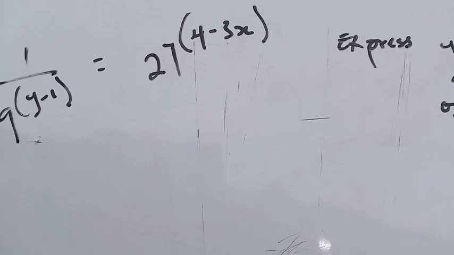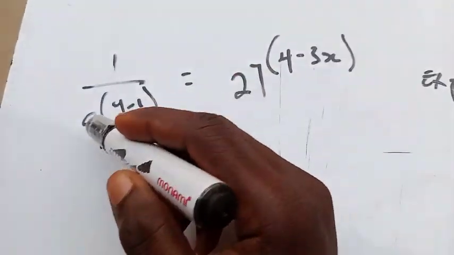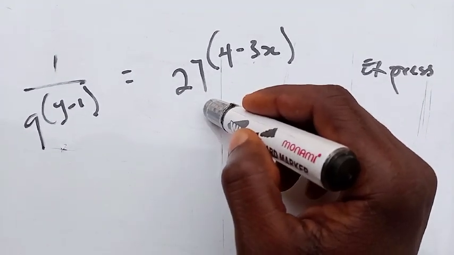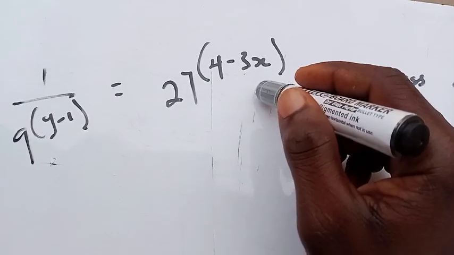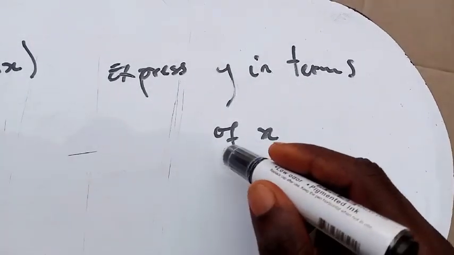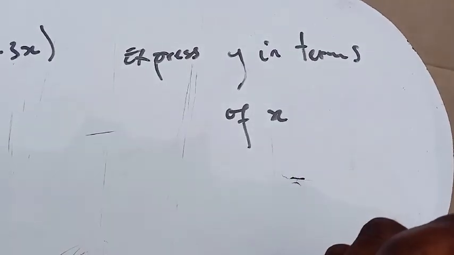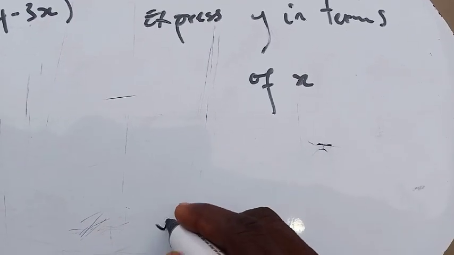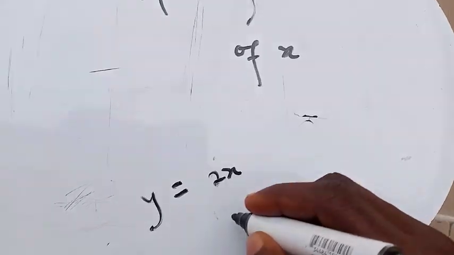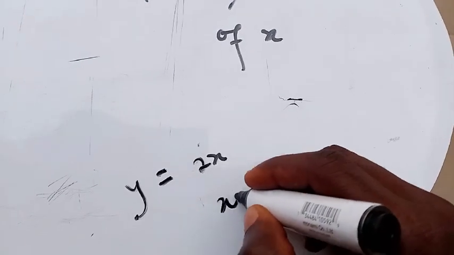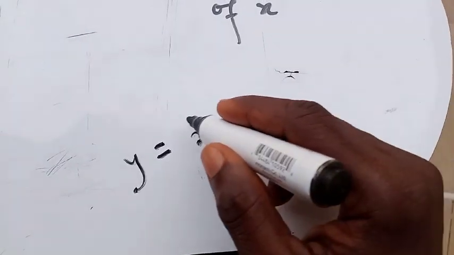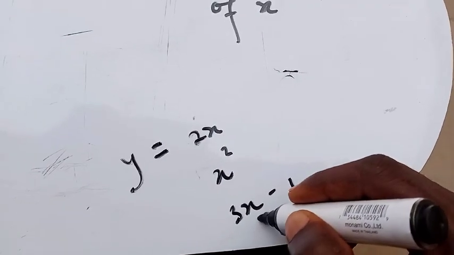Moving away from the two questions that we just solved, we have 1 on 9 raised to the power y minus 1, everything equal to 27 raised to 4 minus 3x. Now the question is asking us to express y in terms of x. What it means here is that you should have the answer in such a way that y is equal to something that involves x. So that can be 2x, or x squared, or 3x minus 1.